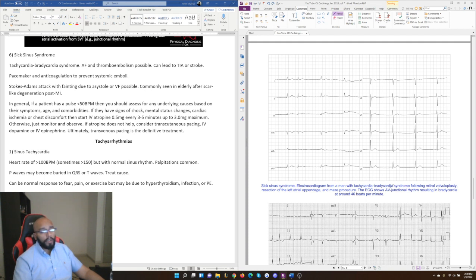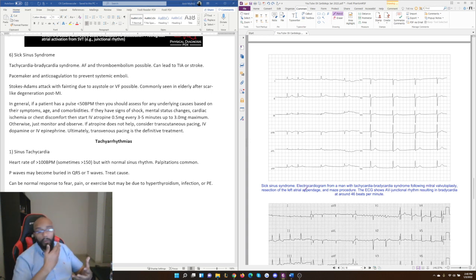ECG from a man with tachycardia-bradycardia syndrome following mitral valvuloplasty. Resection of the left atrial appendage is a very common thing you have to do. There's usually a little pocket in the left atria that can form in elderly people. In that pocket, blood can accumulate, and then at some point, because of atrial fibrillation, it can come out as a thrombus. So you have to get rid of that left atrial appendage.